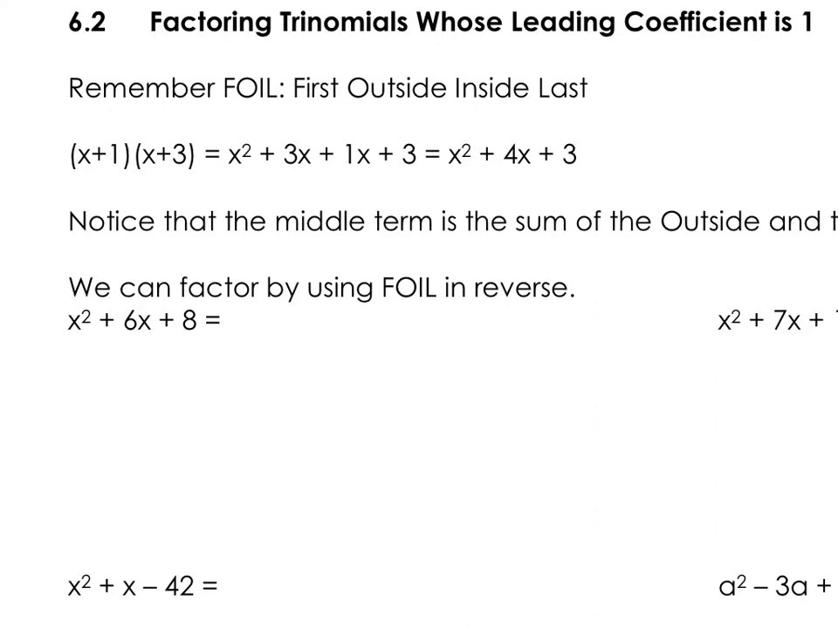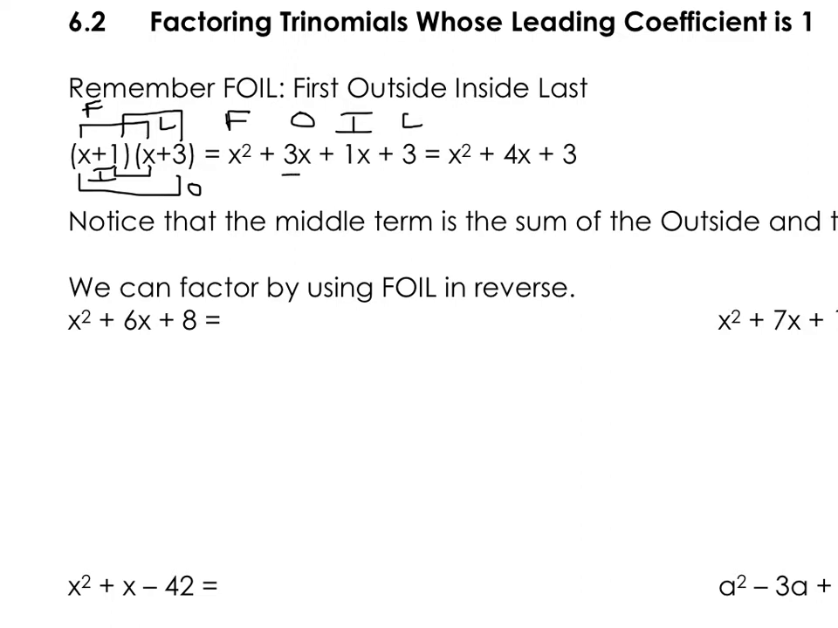When we were multiplying two binomials, we multiplied by taking the product of the first two terms. X times x is x squared. We took the outside two terms, x times 3, 3x. We took the inside two terms, 1 times x, 1x. And then we multiplied the last two terms together. 1 times 3 is 3.